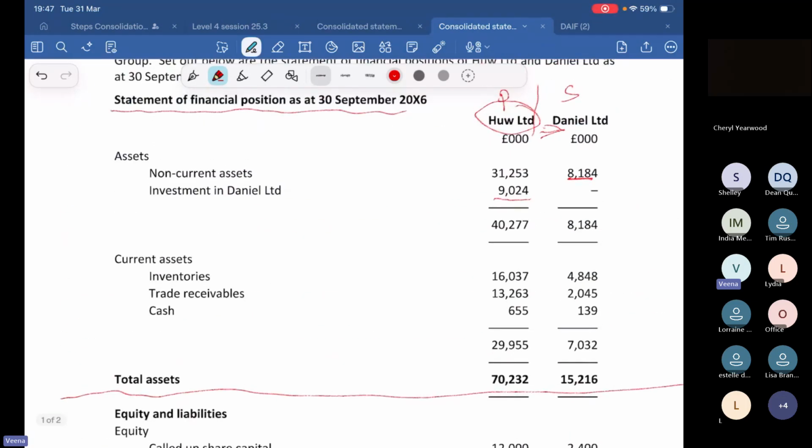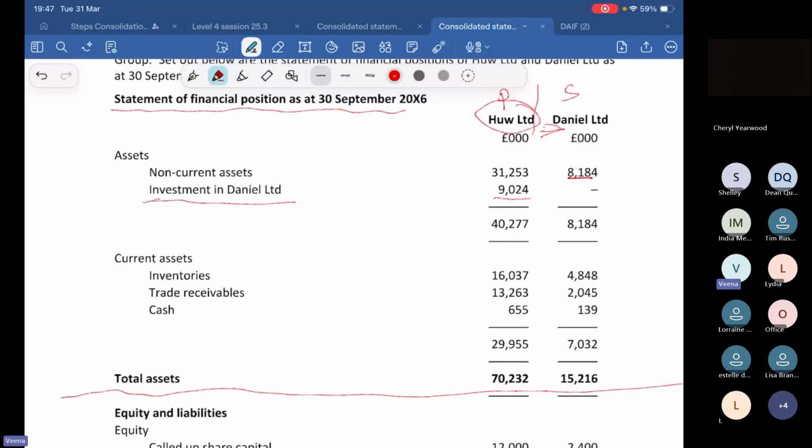Can you see that here? Look, investment in Daniel Limited. Why have they put it in their statement of financial position? Because they have bought it. It is their investment. It is their asset. That is why it is showing in their statement of financial position. Against their capital, they have paid 9,024. Okay.